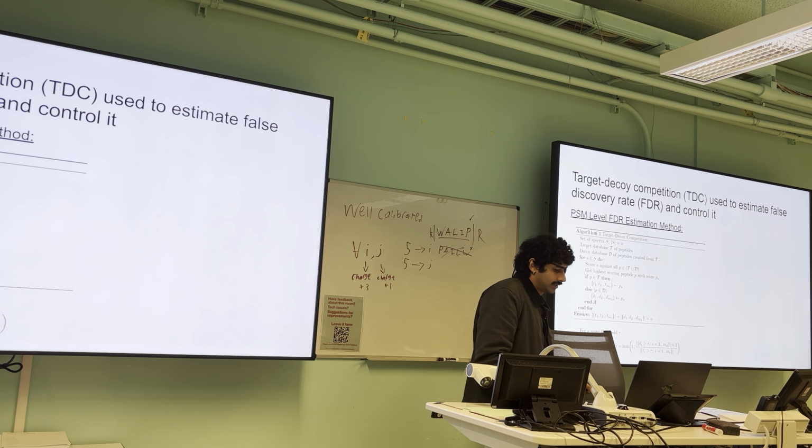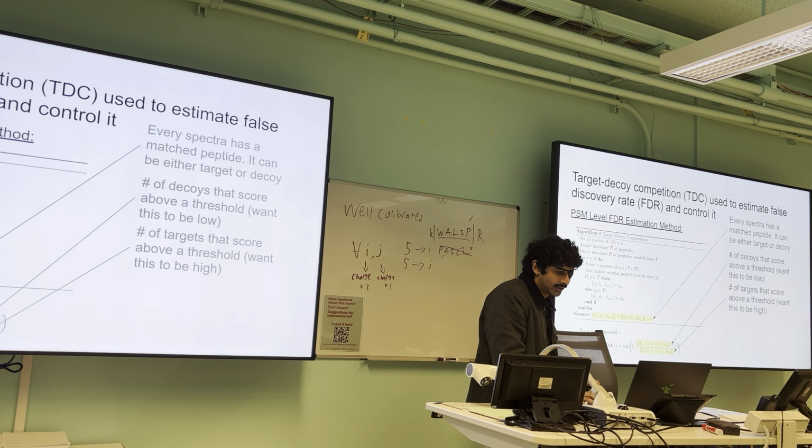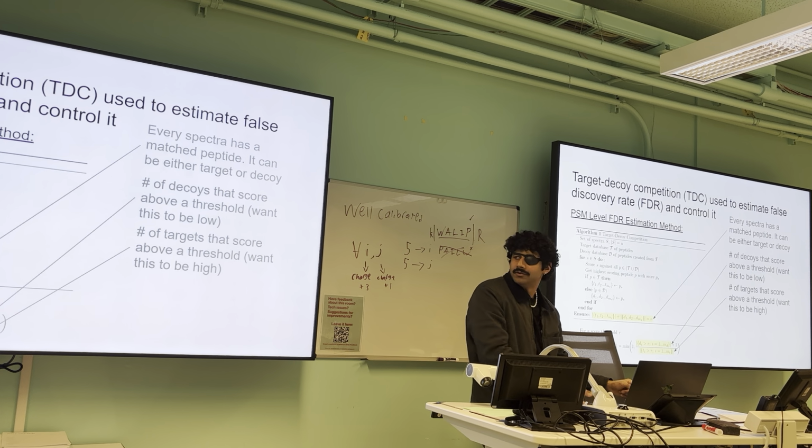So, let me go through this. Yeah, I won't get into the math too much, just the general idea of targets versus decoys. Hopefully, does that make sense to everyone? Okay, cool. And if you like this, you could digest it later.